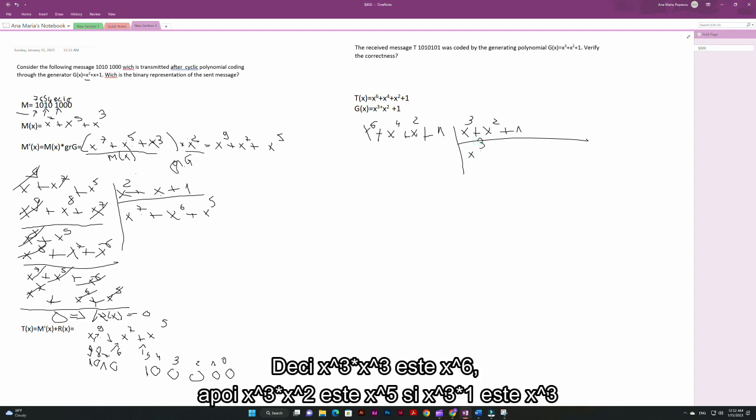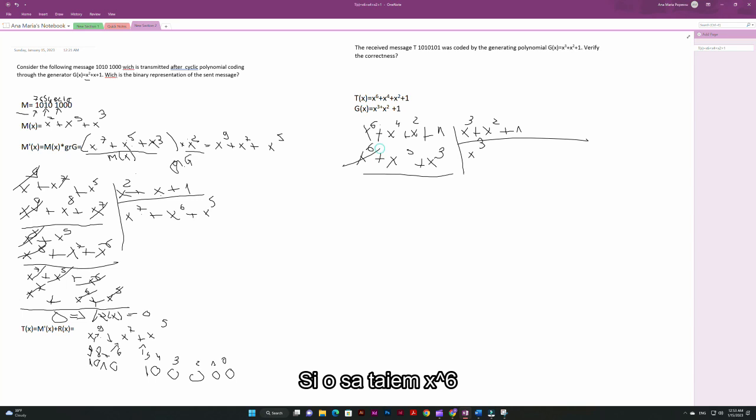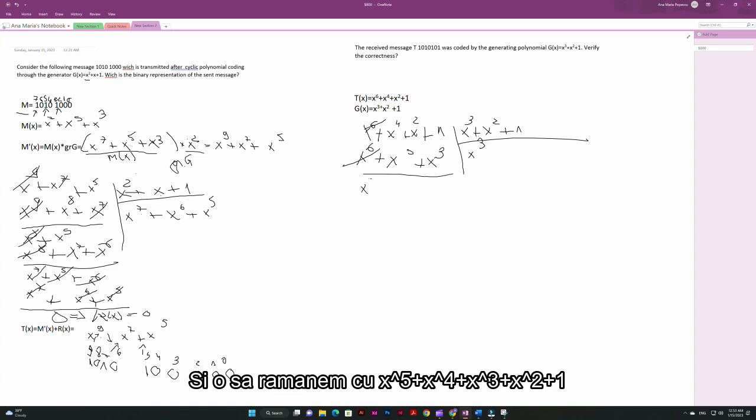So x to the power of 3 and x to the power of 3 multiplied by x to the power of 3, it's x to the power of 6. X to the power of 3 multiplied by x to the power of 2, it's x to the power of 5, and then we'll have x to the power of 3, and we'll cut x to the power of 6, and we remain with x to the power of 5 plus x to the power of 4 plus x to the power of 3 plus x to the power of 2 plus 1.